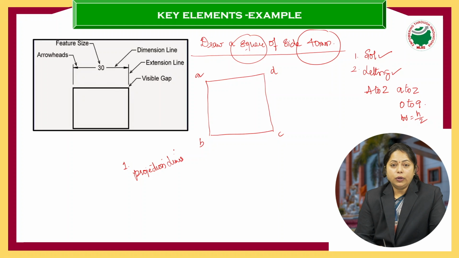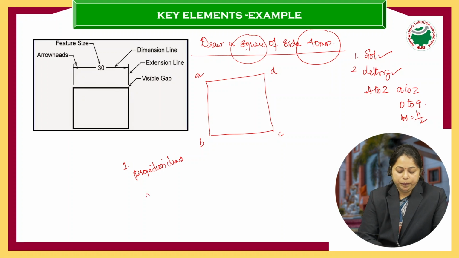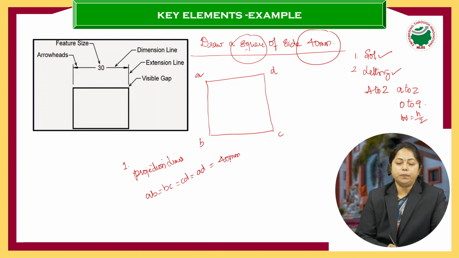Okay, now you have to understand that here AB is equal to BC is equal to CD is equal to AD is equal to 40 mm. So you pick any side of the square that is equal to 40. It means the distance from A to B is 40, B to C, C to D and A to D is 40. That we have to show it here.